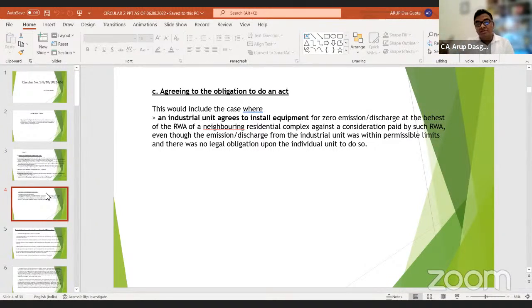Because the neighboring residential welfare association has complained to the different forums and said that only if you install this pollution control equipment will they allow you to operate from here. Because of this, they are installing the plant, though they did not legally have to do it. So it's agreeing to the obligation to do an act, that is, to set up that pollution control equipment.